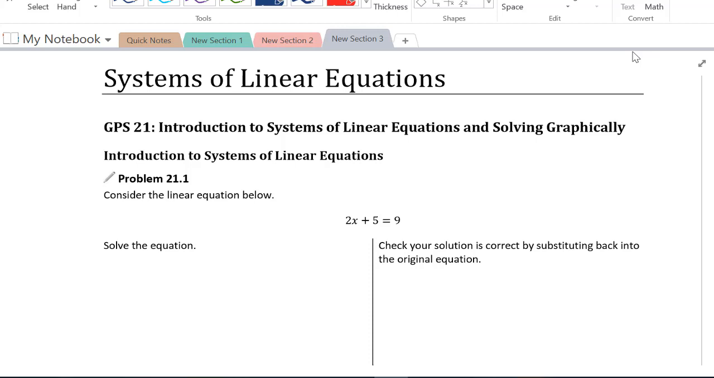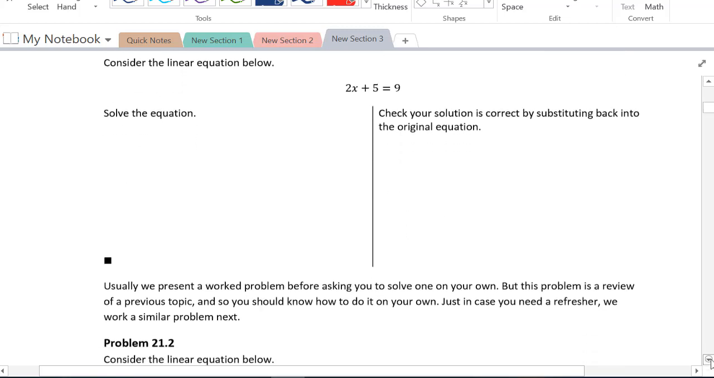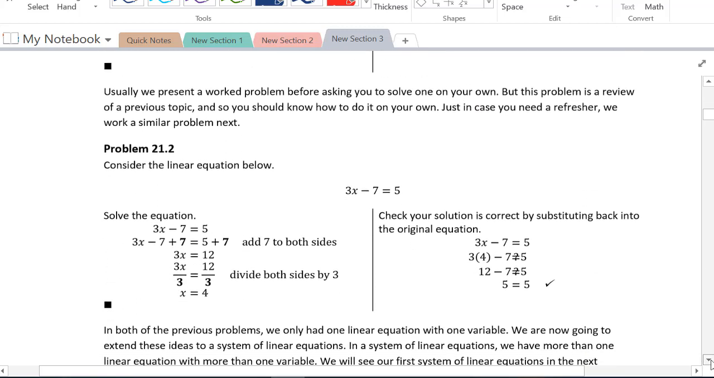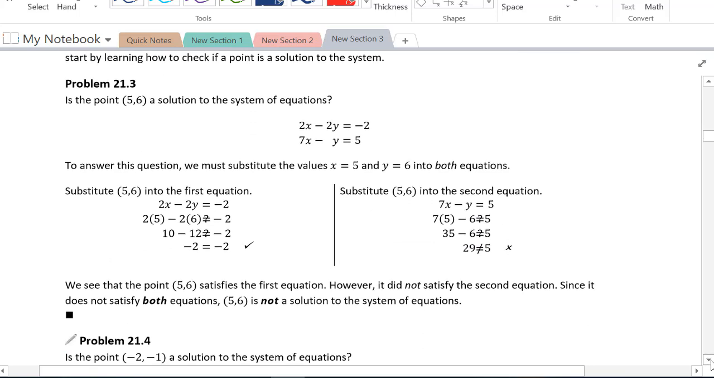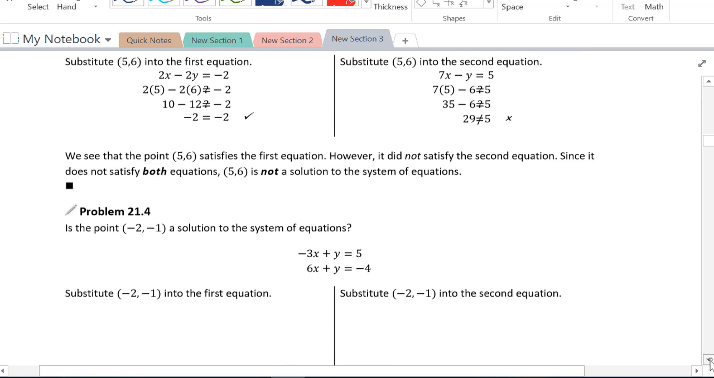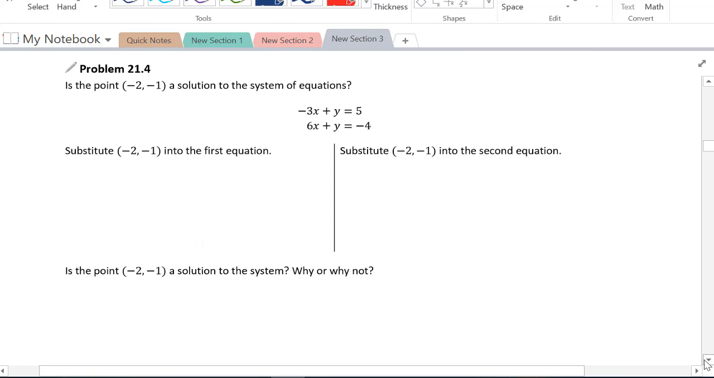Hello, class. So today we're going to look at GPS 21, which is Introduction to Systems of Linear Equations and Solving Graphically. So let's just skip to a problem. Basically, in this GPS, we're going to have two equations instead of one. Okay? So let's just go straight to an example. Okay, let's go straight to 21.4.